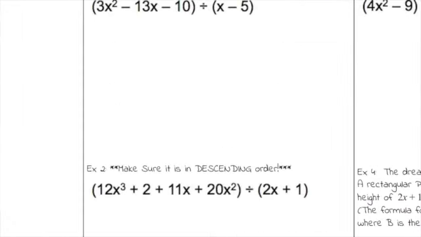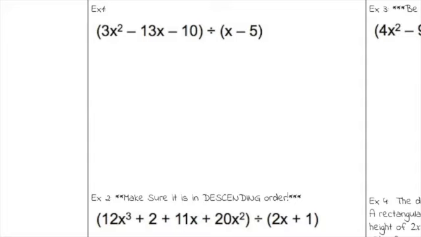All right, so for this problem, I have 3x squared minus 13x minus 10 divided by x minus 5. When I'm looking at this problem, I need to know that this is my dividend. My dividend is what is actually being divided. And this is my divisor. My divisor is what I'm dividing into the dividend, okay?